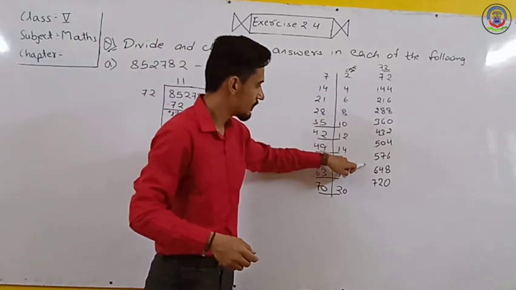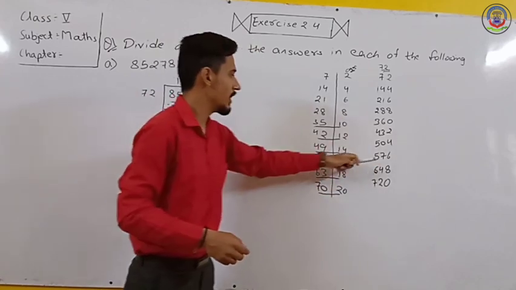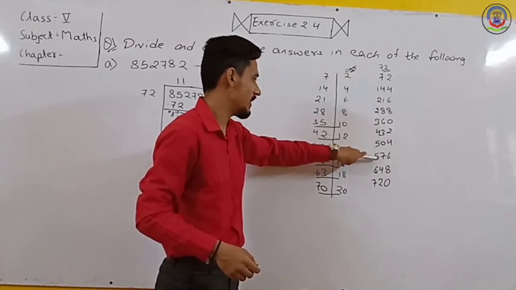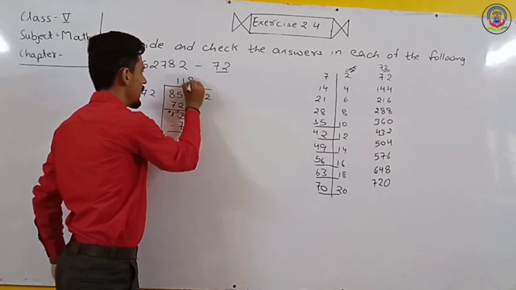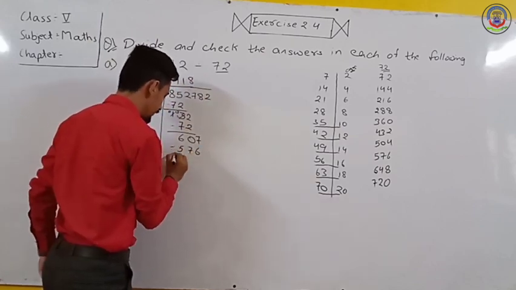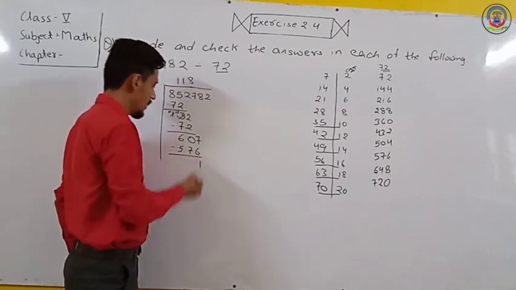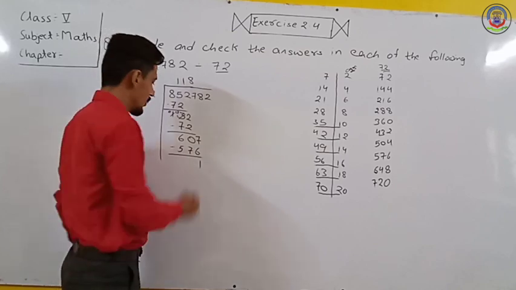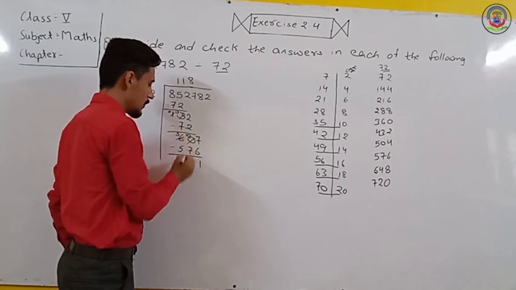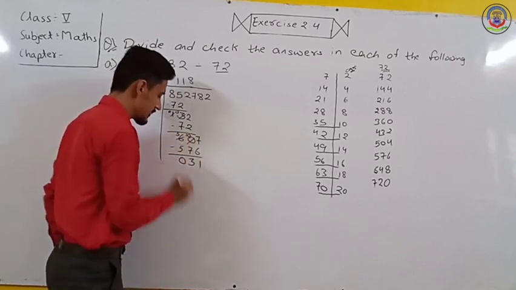It is here 576, which is smaller than 607. Now count the times. 1, 2, 3, 4, 5, 6, 7, 8. 8 times. So we write 8 here and 576 here. Now we subtract this. 7 subtract 6 is 1. 0 subtract 7 is not possible. So we borrow. Here 10 and here 5. Now 10 subtract 7 is 3 and 5 subtract 5 is 0.